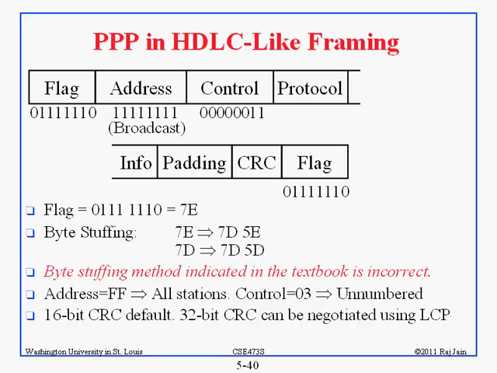Protocol is the higher layer protocol. And then information, which is basically the whole higher layer packet, followed by padding, followed by CRC, which is 16-bit, but 32-bit can be negotiated using LCP. What you're saying, IP, you could be running something else. You could be running, for example, AppleTalk, which is competition to IP.